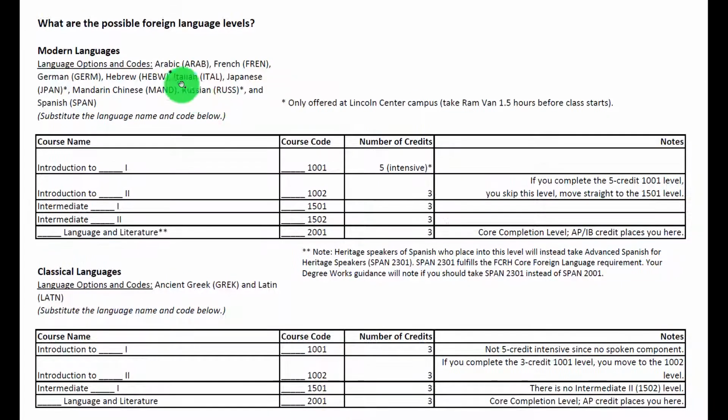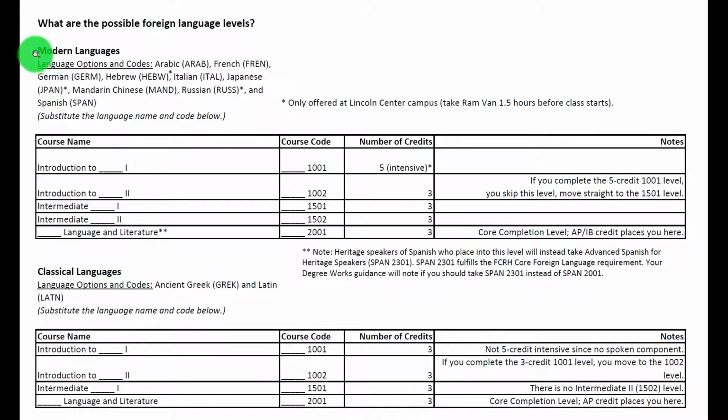2001. Of course, because everybody comes into Fordham with a different level of language experience, and many students even opt to start a new language as they come to Fordham, it may take more than one semester for students to complete the language requirement. And to illustrate how this works, we're going to go through the flow of language courses for the modern languages and the classical languages separately.